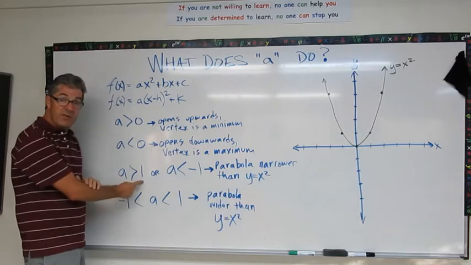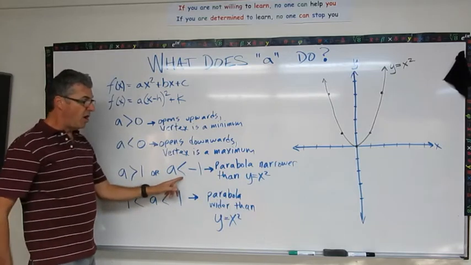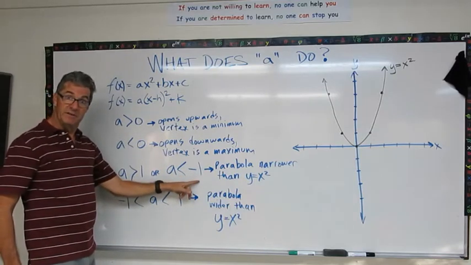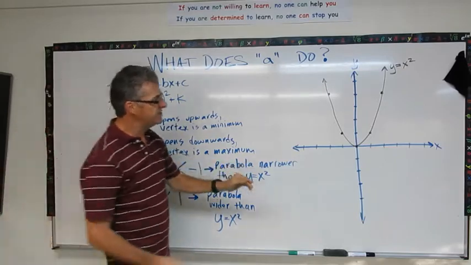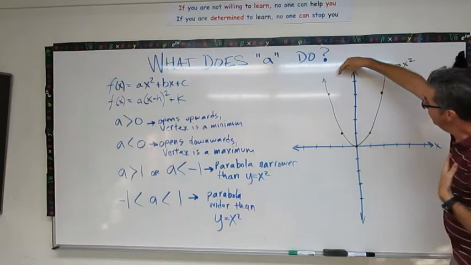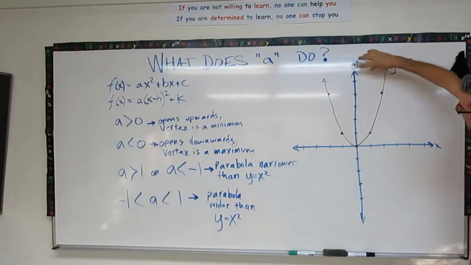This is where it gets a little bit more complicated. When a is bigger than 1, or smaller than negative 1, that means that the parabola is going to be narrower than y equals x squared. So if we graph that parabola, it would be inside. It would be more of a narrow parabola.